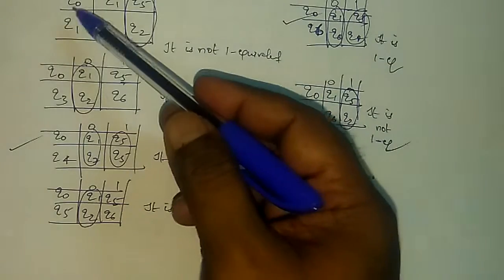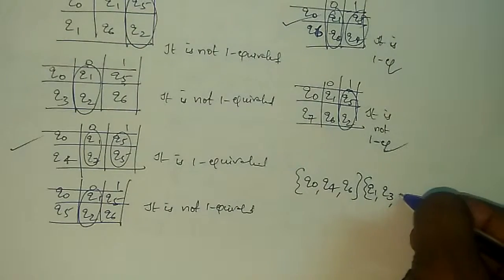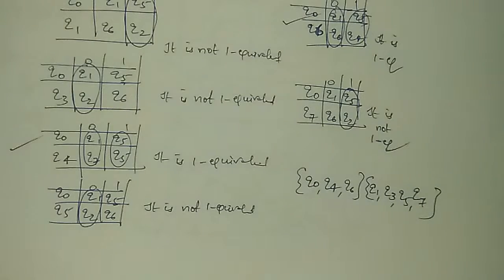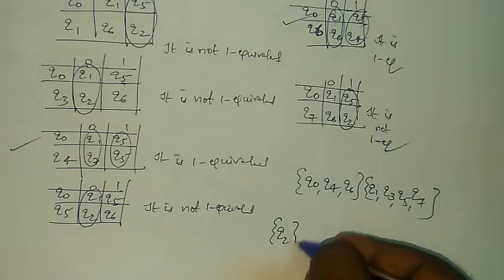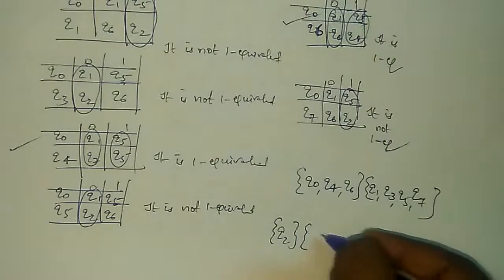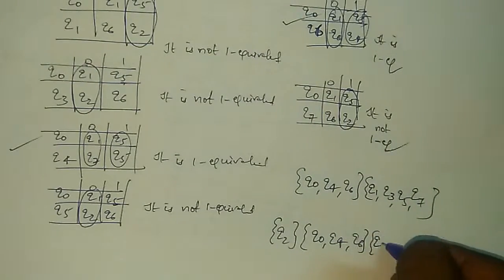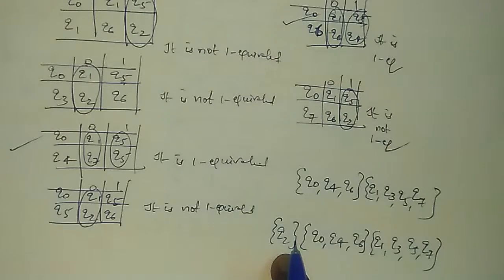So what are the remaining here? Q0 is over. Q1, Q3, Q5 and Q7. So Q0, Q4, Q6 is one equivalent set, and Q1, Q3, Q5, Q7 is another set. So in total I have how many sets here? 3 sets. One set is Q2, which we already divided. This is a final set. Another set is Q0, Q4, Q6. Another set is Q1, Q3, Q5, Q7. Now Q2 we can't divide further.